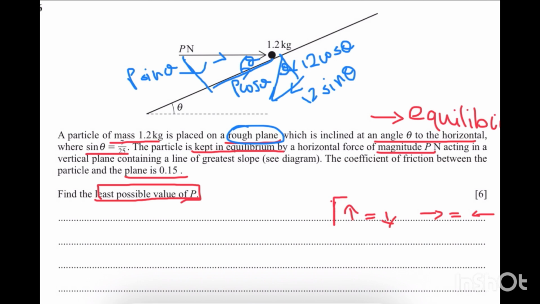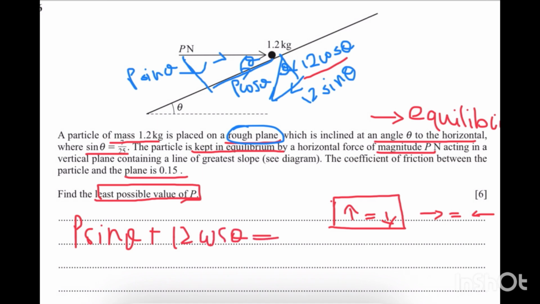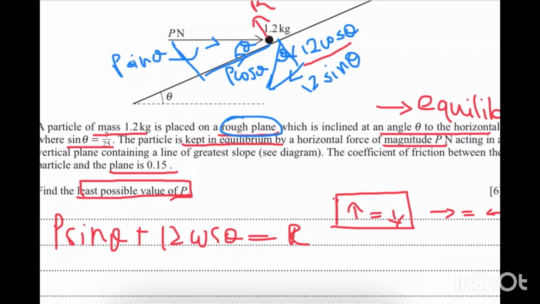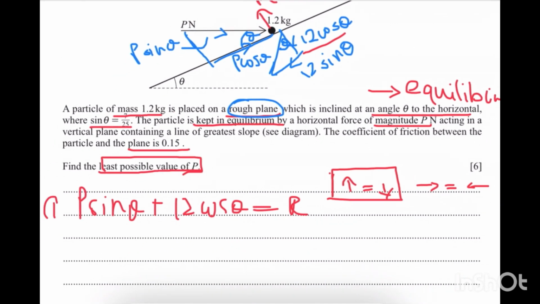That the forces acting upwards must be equal to the forces acting downwards. That is pretty straightforward. So P sine theta is acting downwards as well as 12 cos theta. So that means that P sine theta plus 12 cos theta is equal to R, which is the normal reaction of the particle. So that is one equation.